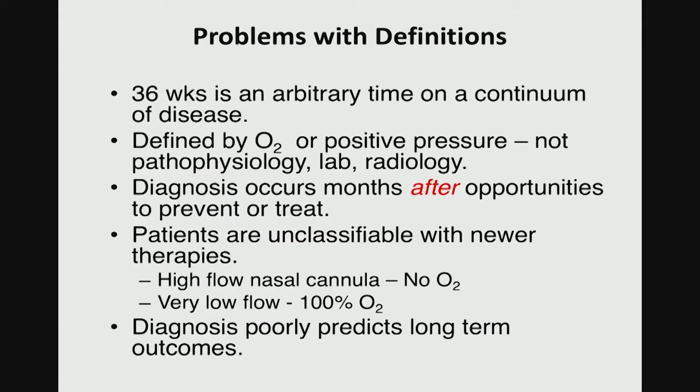The problem with the definition is that 36 weeks is an arbitrary time on a continuum of disease, and Dr. Ballard will probably address that. We define it by oxygen or positive pressure, not by pathophysiology, lab, or radiology. And the diagnosis occurs months after the opportunities to prevent or treat the disease. So it's not a very helpful diagnosis. The patients are unclassifiable with newer therapies, which are becoming very prevalent, such as high-flow nasal cannula, babies on no oxygen, and very low-flow cannula, where the babies are on 100% oxygen, which means severe BPD, but they probably don't need oxygen in the first place. Furthermore, the diagnosis poorly predicts long-term outcomes.